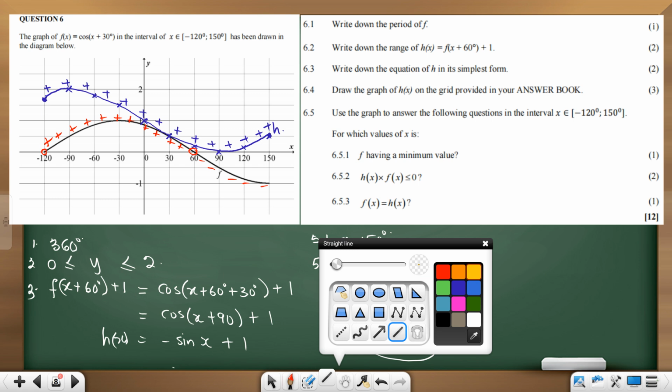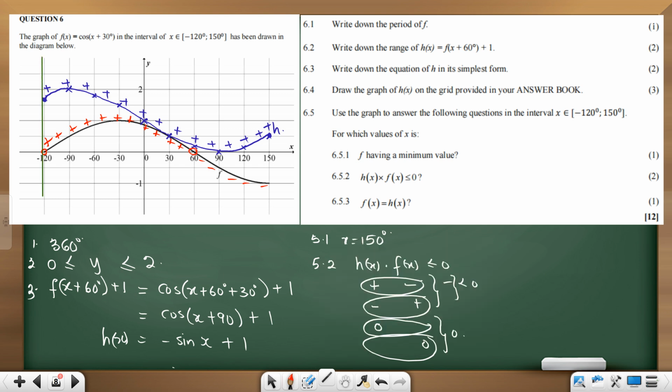Let's get our ruler just to guide us. I'm starting from there. Do you see the first thing I see? At negative 120, I have a 0. So that is going to be one of my answers. X is equal to negative 120 for 5.2.